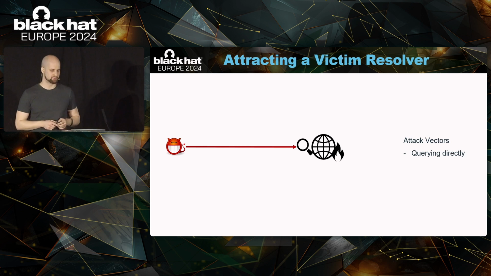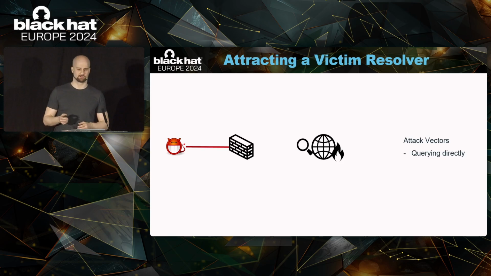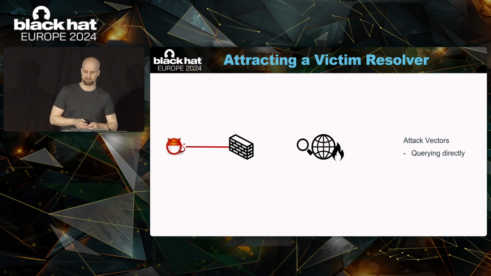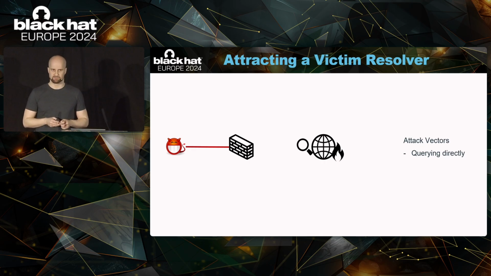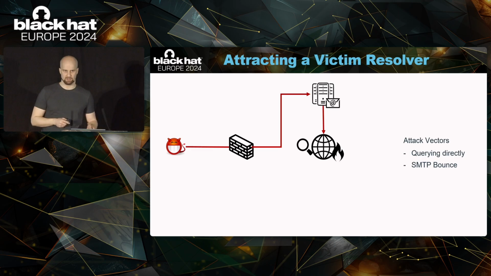Now we want to attract a victim resolver. A straightforward way to do this would be just querying it directly. But commonly on the internet, there are quite a few resolvers which you could actually query directly, but oftentimes there's a firewall blocking access to it. Our attacker knows ways around this. For instance, the attacker could send an email to a victim domain with a non-existent mailbox, and if the mail server is configured to deliver bounce messages, the mail server will then go on and look up the sender domain, which is the attacker domain, to deliver this bounce message saying, hey, I got an email to a mailbox which I don't know.